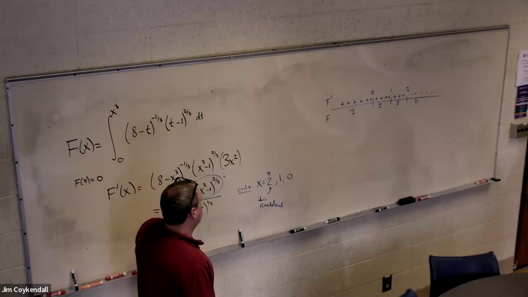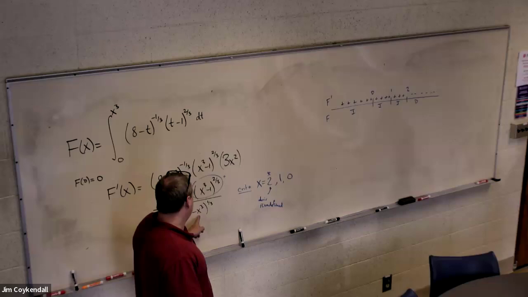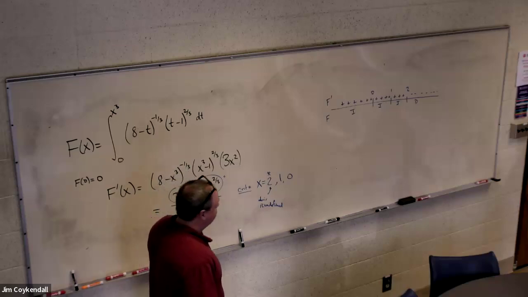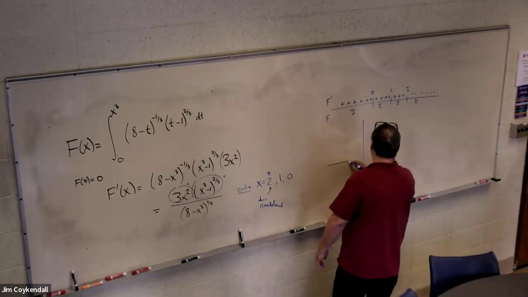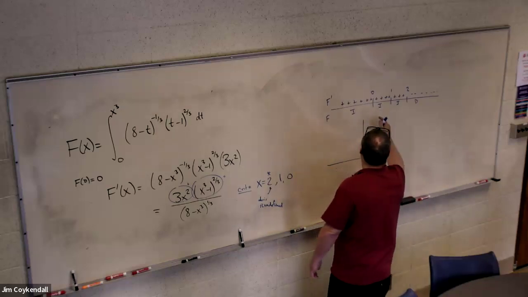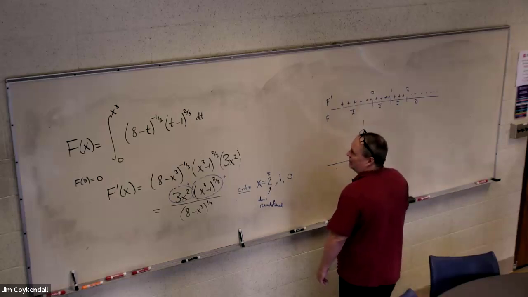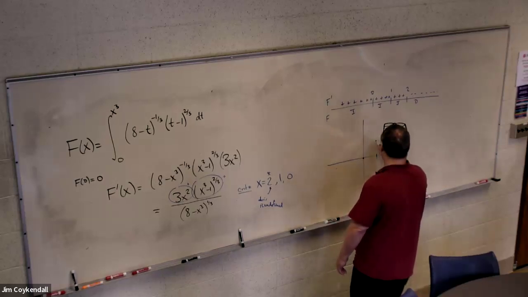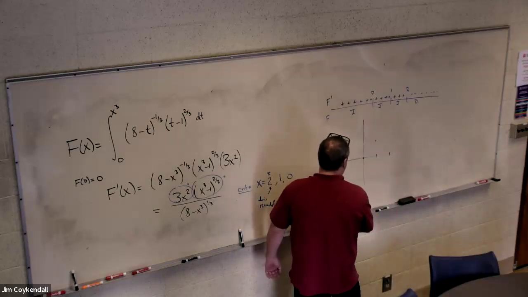If you're coming in from the left side of 2, slightly less than 2, this thing is a huge positive. If you're coming in from the right side, slightly bigger than 2, this is a huge negative. So if I were to draw this function, and I do know it's 0, 0, and the derivative here is 0, and the derivative here is 0. Here's 2. Here's what it should look like.